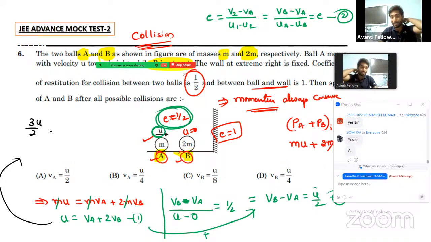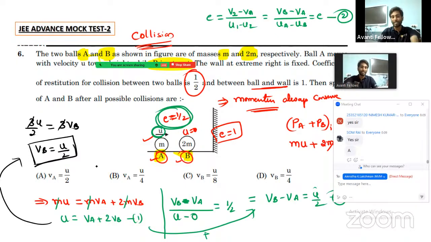So, after all the collision, being calm, 3u/2 is equal to the right-hand side, where VA will get cancelled, plus VA and minus VA. The remaining will be VB plus 2VB. Hence it will become 3 times VB. The 3 gets cancelled now. Hence VB is equal to U/2. VB is equal to U/2.